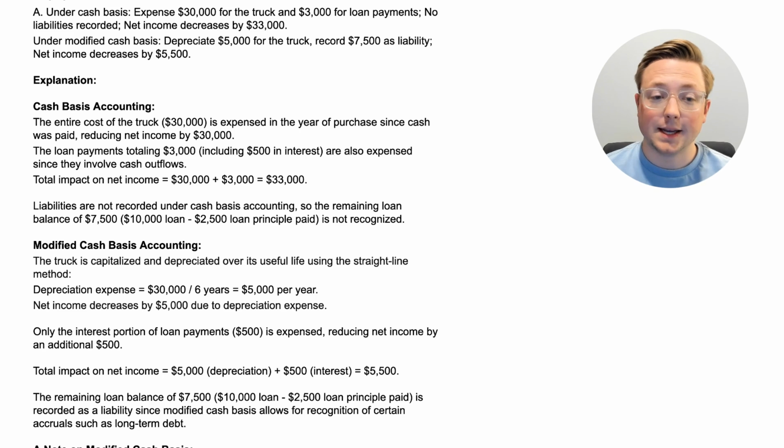All right, here we are. The answer is A. Under the cash basis, the expense would be $30,000 for the truck and $3,000 for loan payments. There would be no liabilities recorded, and so that would be a net income decrease of $33,000. And under the modified cash basis, they would depreciate $5,000 for the truck, record $7,500 as a liability, and again, this is at the end of the year, and they would have a net income decrease by $5,500.